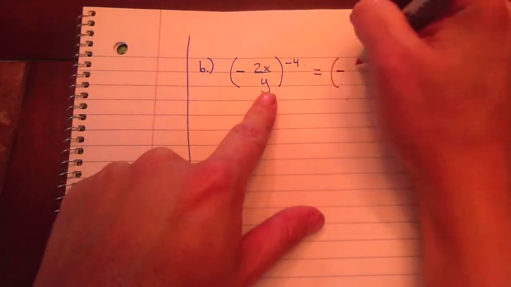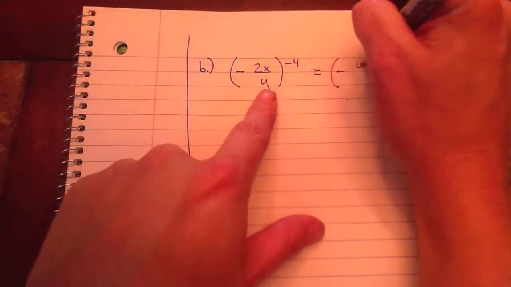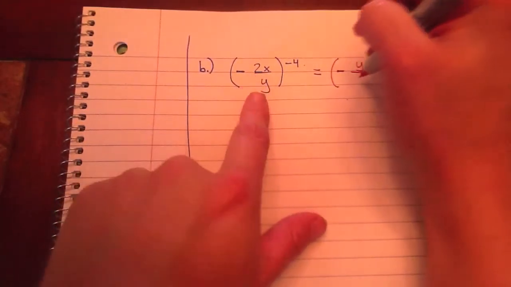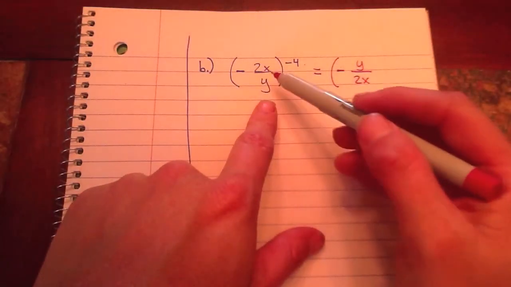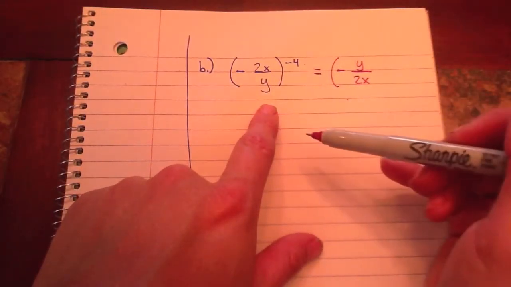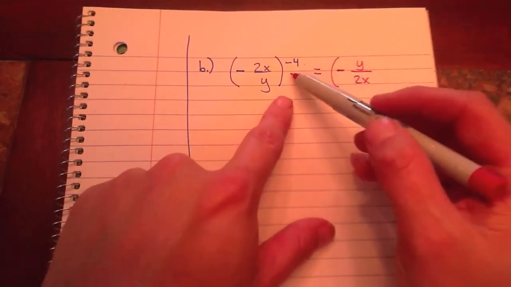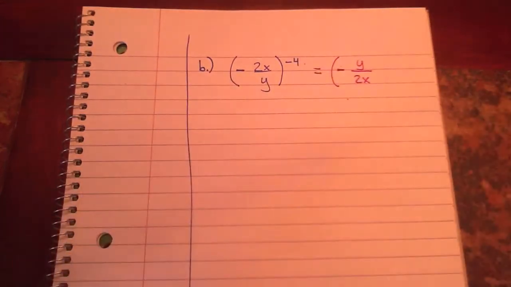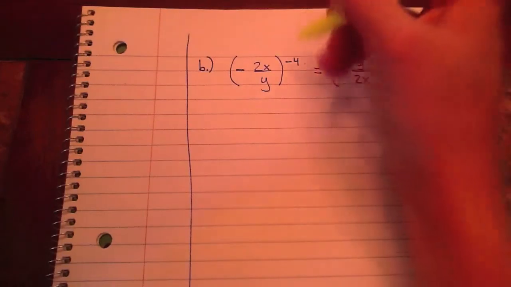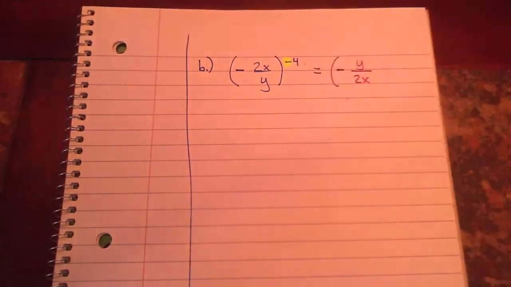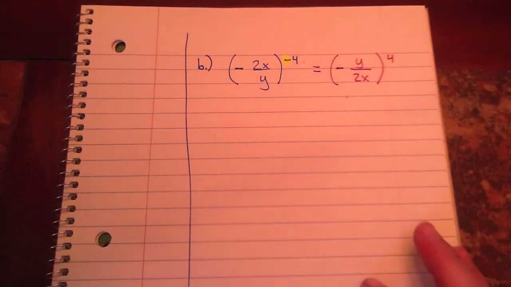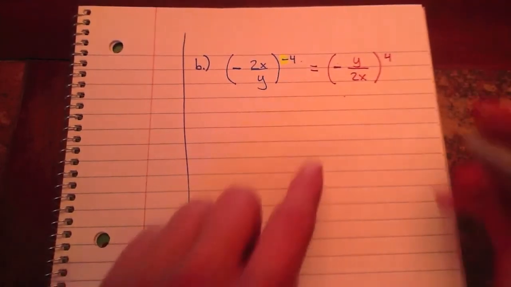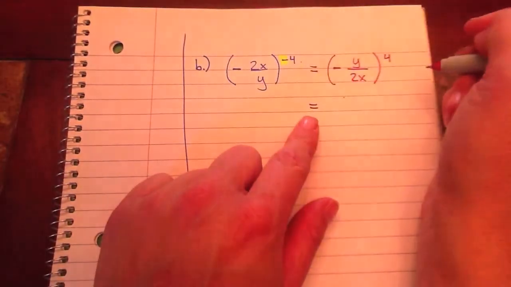I'm taking anything in my denominator and moving it up to my numerator, anything in my numerator and moving it down. Even if one of these had had a negative exponent, I still would have moved it with the negative exponent, because all I'm thinking about right now is that. I'm just trying to get rid of that negative right there. And now it's to the 4th power. Okay, now from here I can follow my next steps.